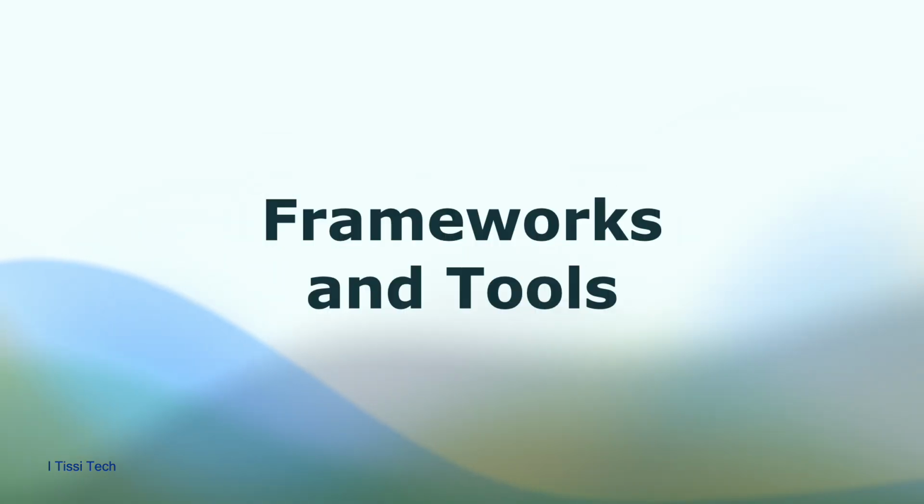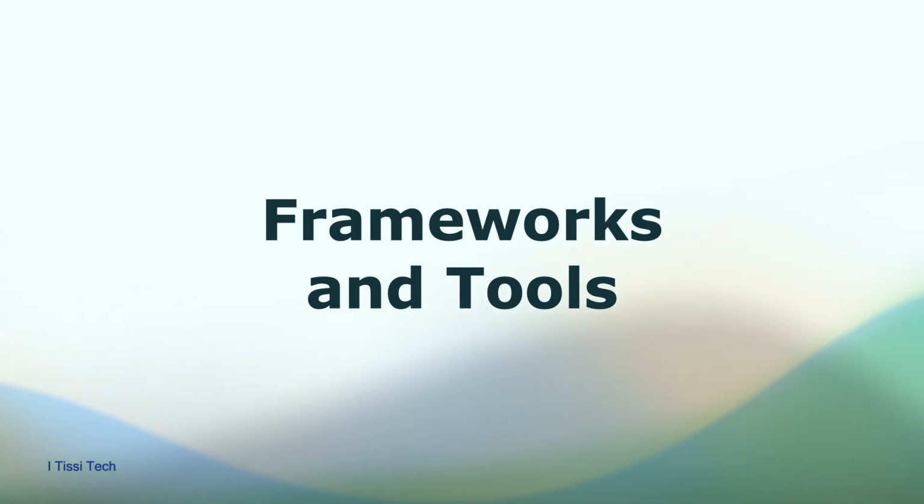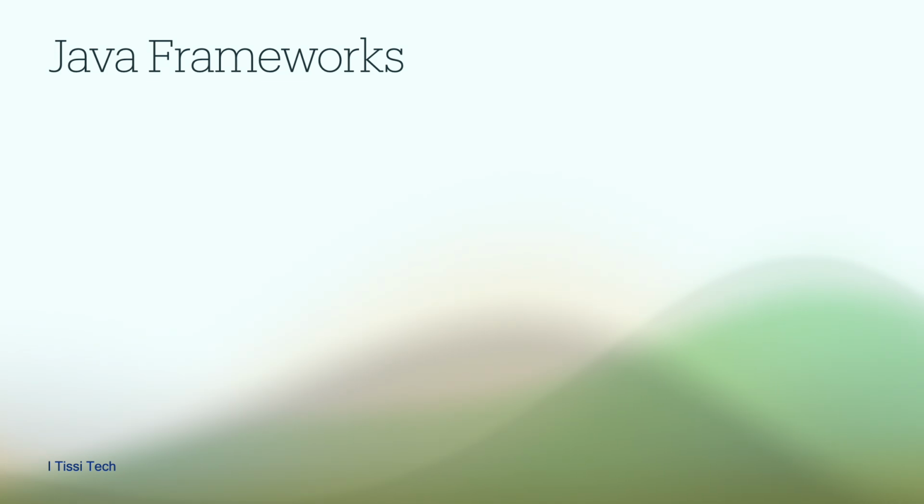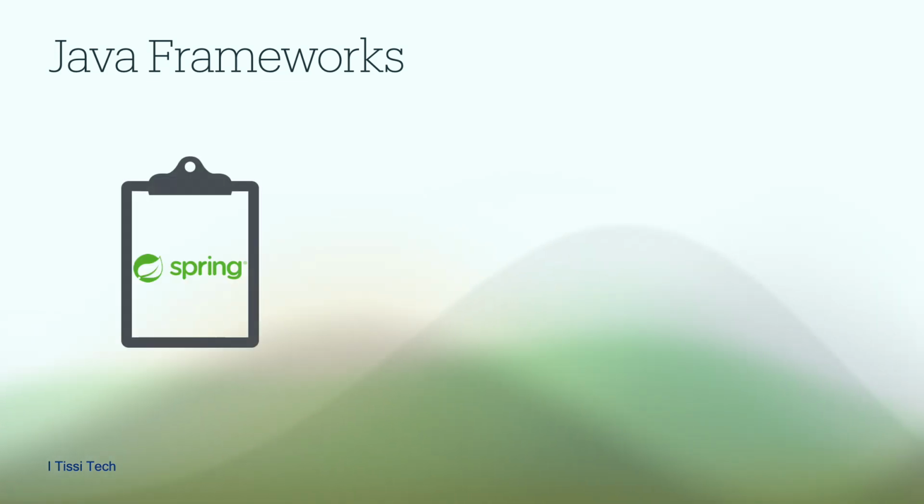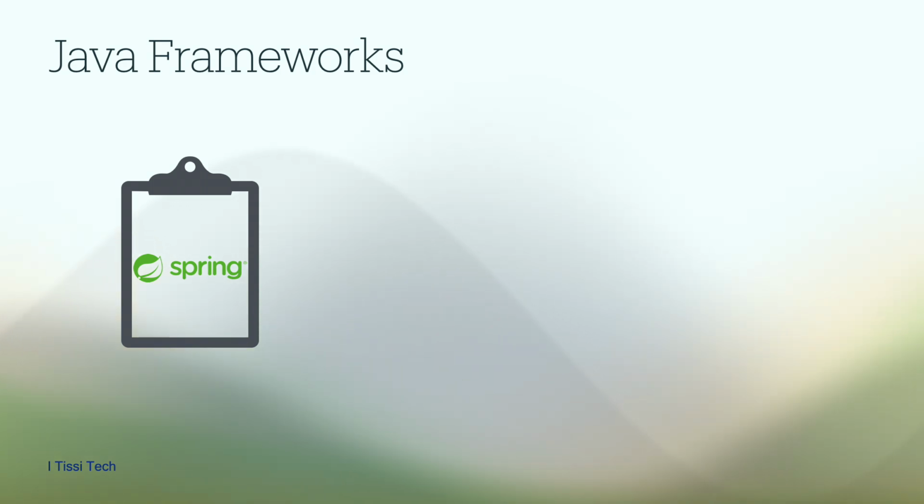Now let's talk about frameworks and tools. These are what make Java development faster and more efficient. The Spring Framework is a widely used framework that provides comprehensive support for building enterprise applications, offering features like dependency injection, MVC architecture, and robust security.